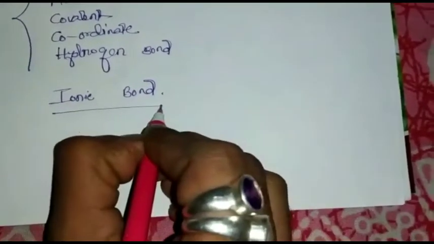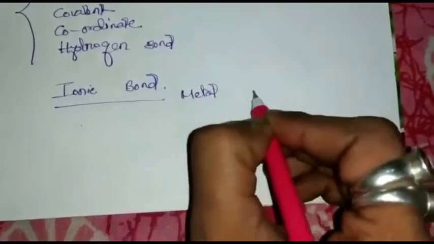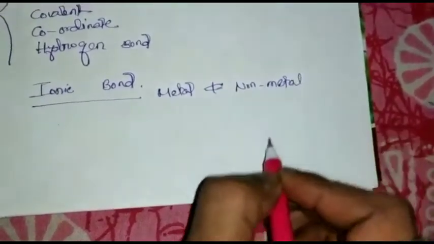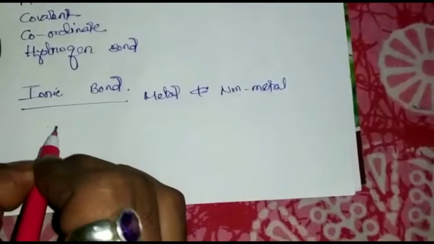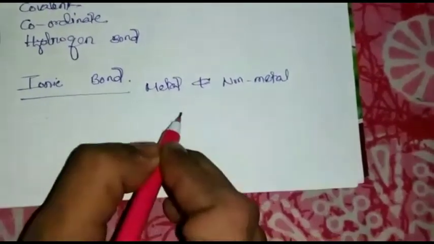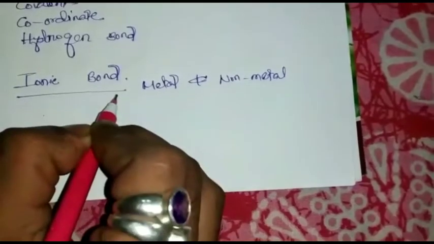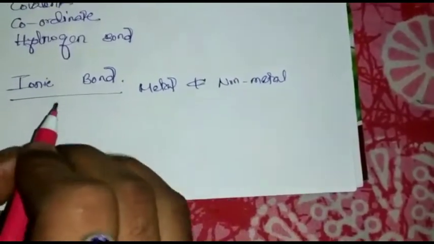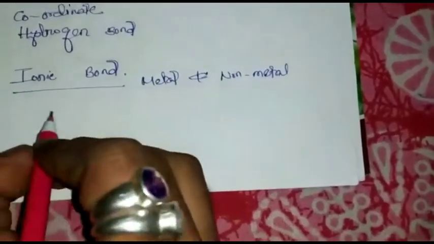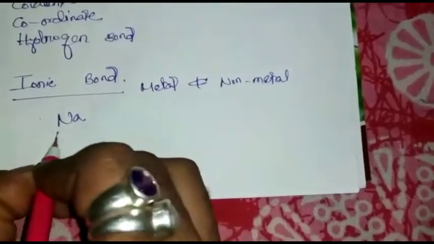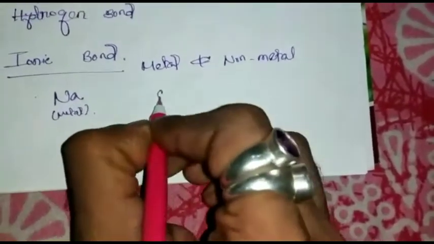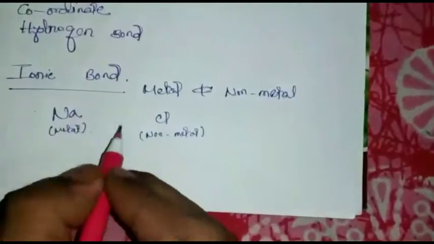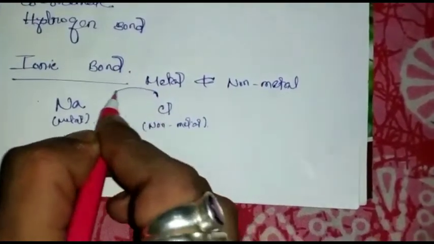Ionic bond is basically a bond between a metal, this is a metallic atom, and a non-metal, this is a non-metallic atom. So when an atom of a non-metal takes one or more than one electron from a metal and both atoms end up being together, it is called an ionic bond. Let us take a classic example of sodium, which is a metal, and chlorine, which is a non-metal. So going by this rule, chlorine must take one electron from sodium. So let us see.